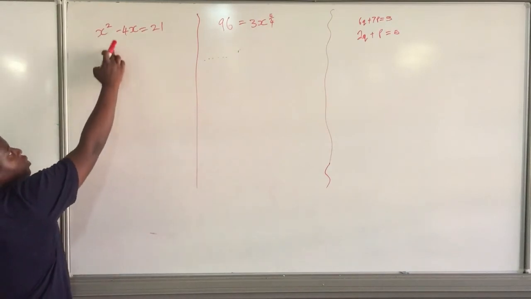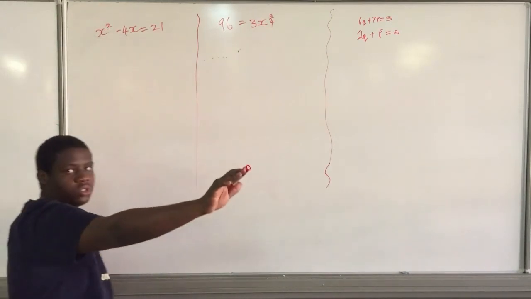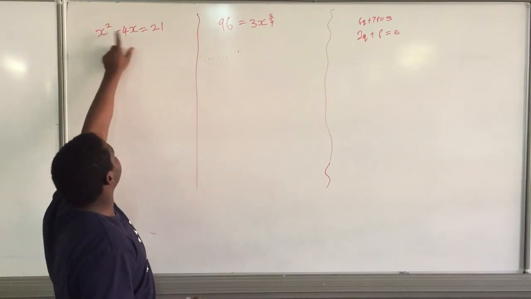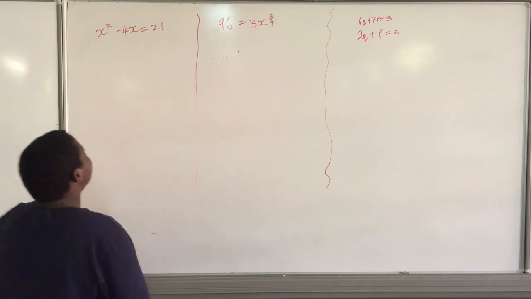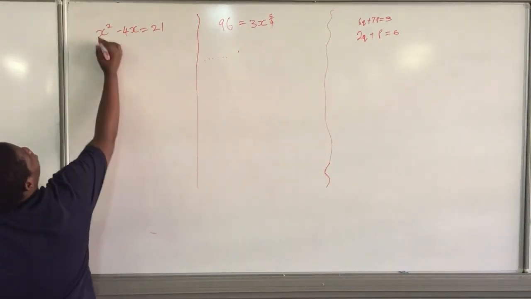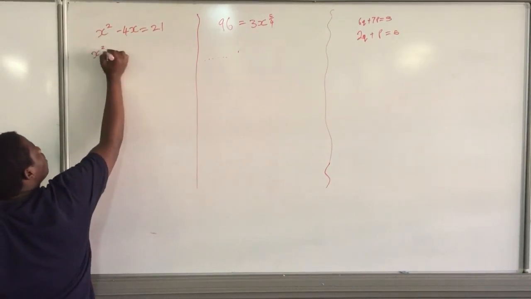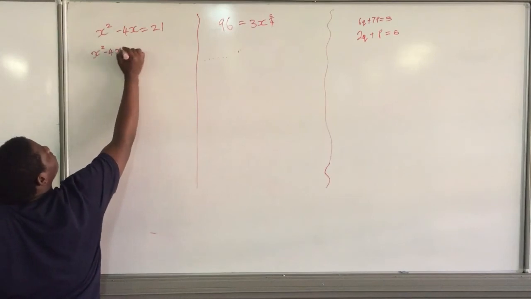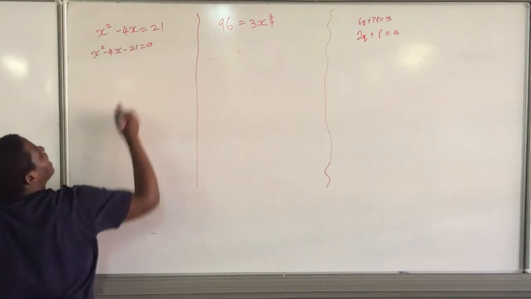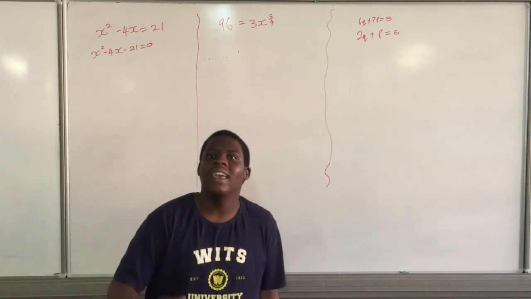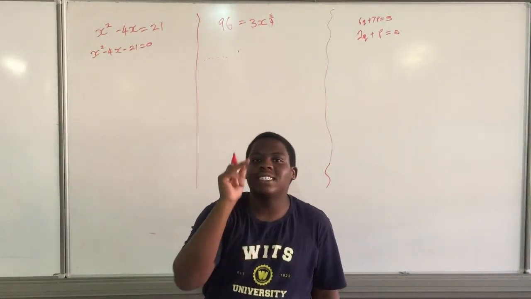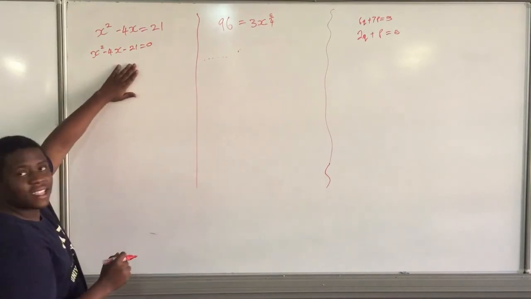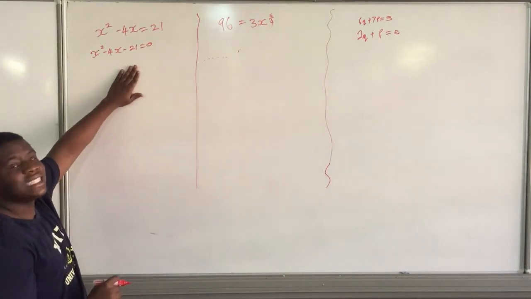Now, in this one, we can see that we have a square, thus we can deduce that we have an x squared, we have an x, and we have a number at the side. We can deduce that this is a quadratic one. It's a quadratic equation. So we'll need to put all of them on one side, minus 21. And what we need to solve here is solve for x. We're going to solve this taking the method of a trinomial factorization.